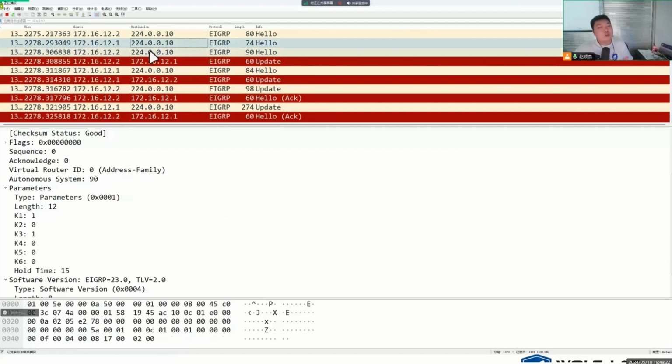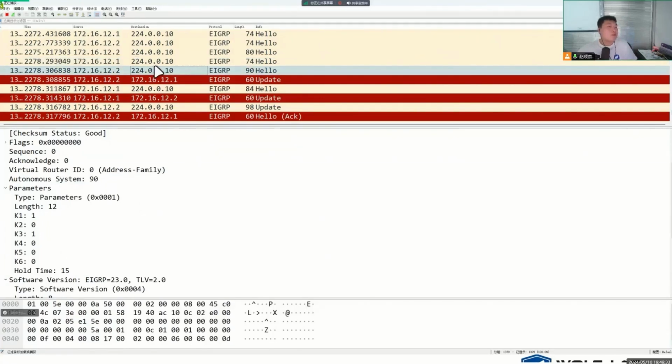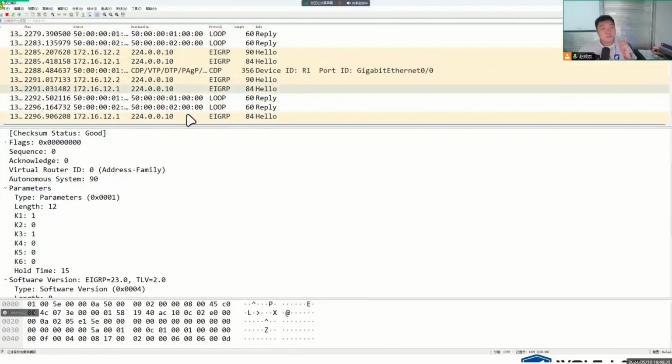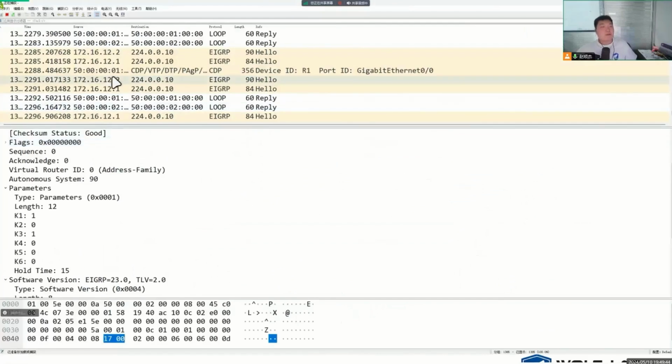Why? Because we see this statement. So we directly announce to all neighbors that we are a stub router, this message. When we turn the router into a stub router, firstly, our hello packets change. In the EIGRP hello packets, we've added something new. Look, this is R1's hello packet. Then look at R2's hello packet, see what's added. It includes peer stub information.